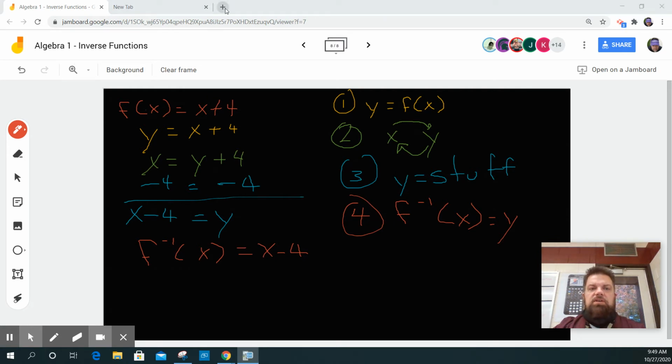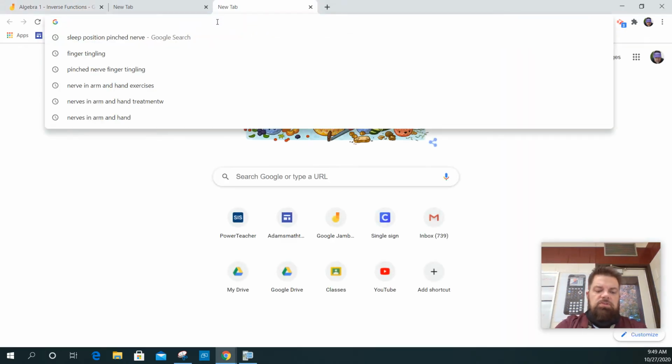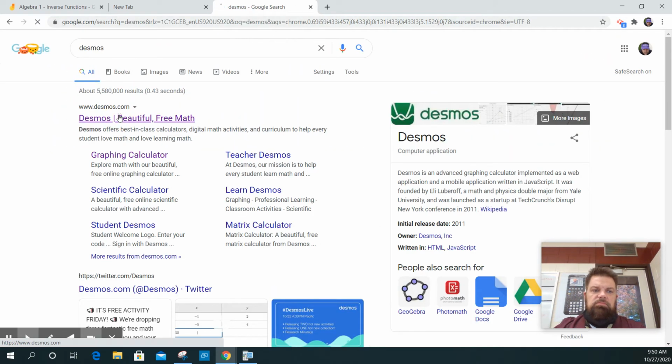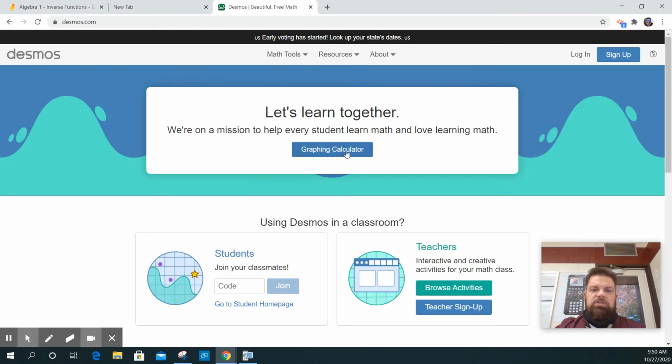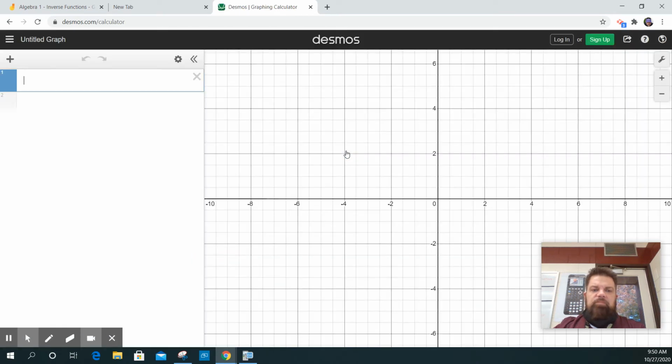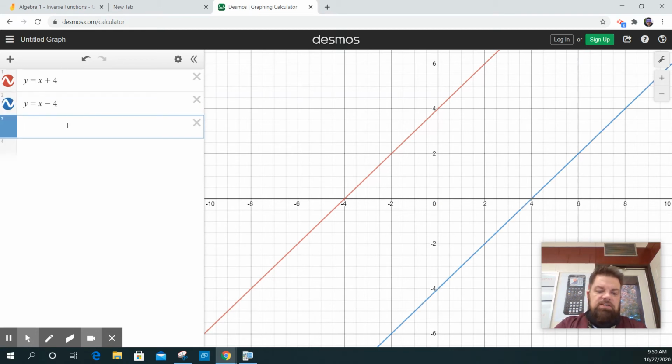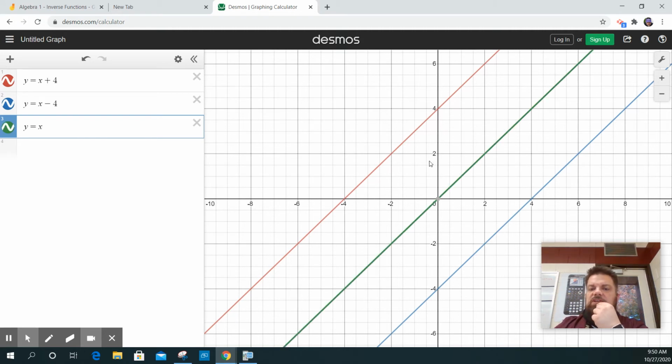Actually, I think I'll just do it on this. So, if I go to Desmos and I graph 3 of these equations, the first thing I'm going to do is y equals x plus 4, right? And then the next one is y equals x minus 4, right? And then I'm going to graph y equals x. Well, the red line is symmetrical about the green line with the blue line.